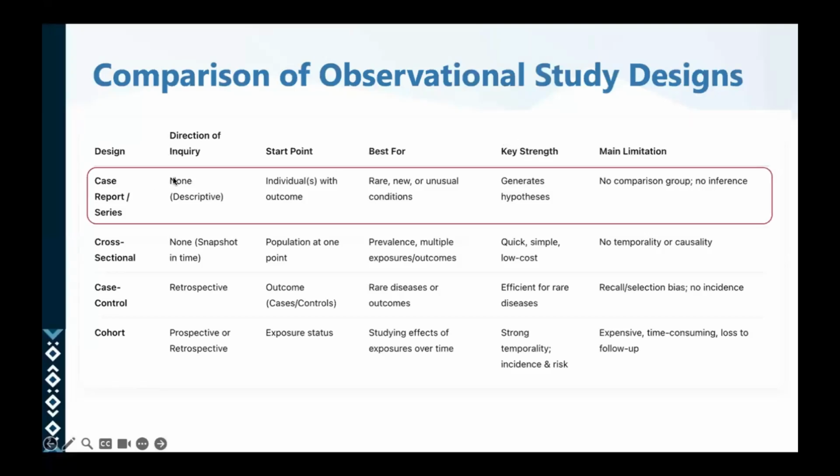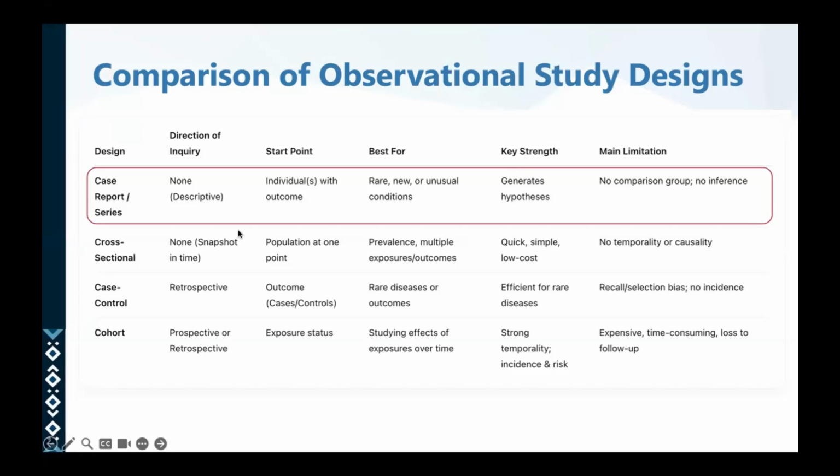So starting with case reports, there is no direction of inquiry. It's really purely descriptive, right? So you start with the individuals with the outcome. You take patients probably who have the condition and you describe it. It's usually great when you see something rare, new, or an unusual presentation, or you offer a treatment and the reaction of the patient is very different. You want to inform the medical community about that new discovery that you have. So it's really great for generating hypotheses. And the limit is that usually you cannot infer causality. It's just purely descriptive.